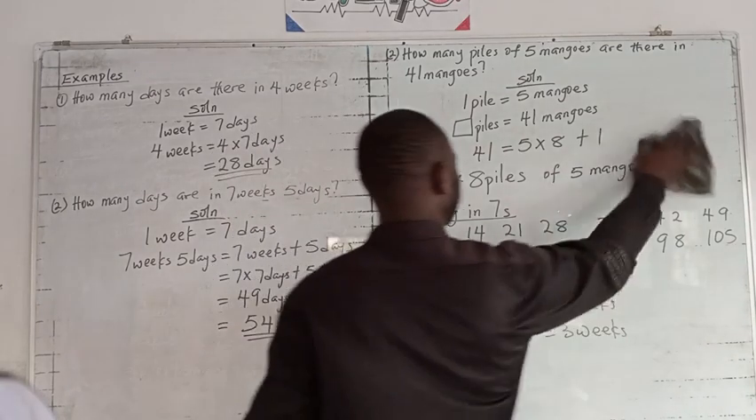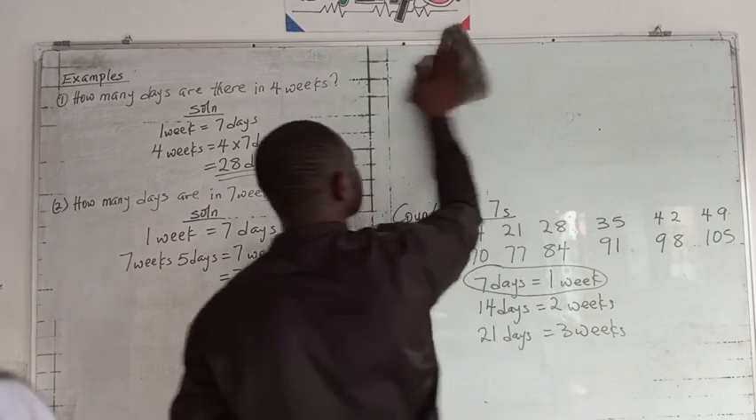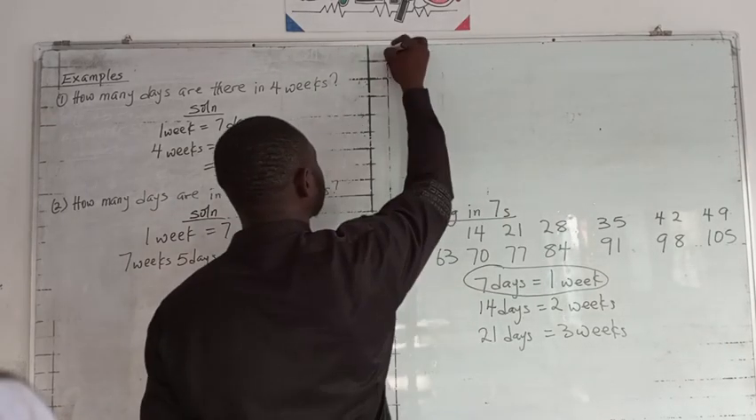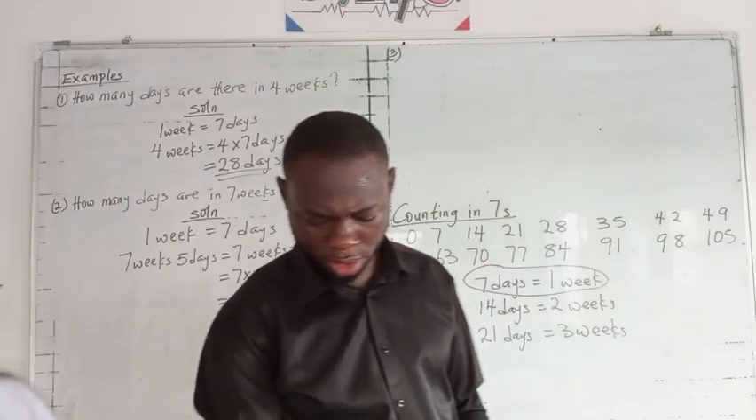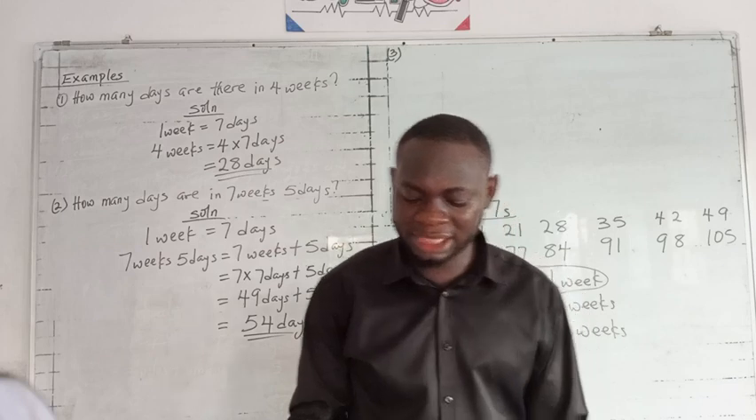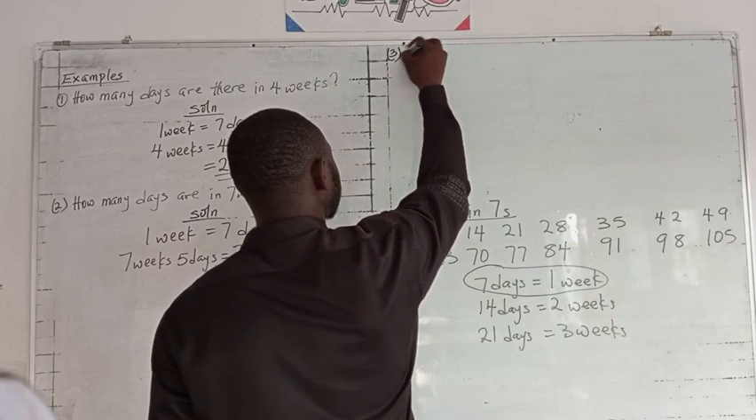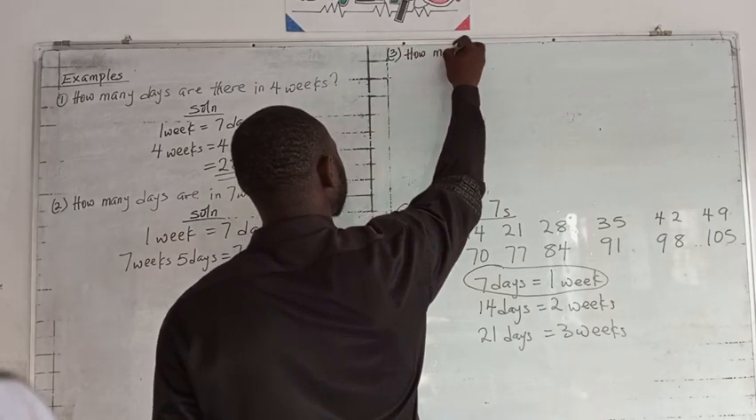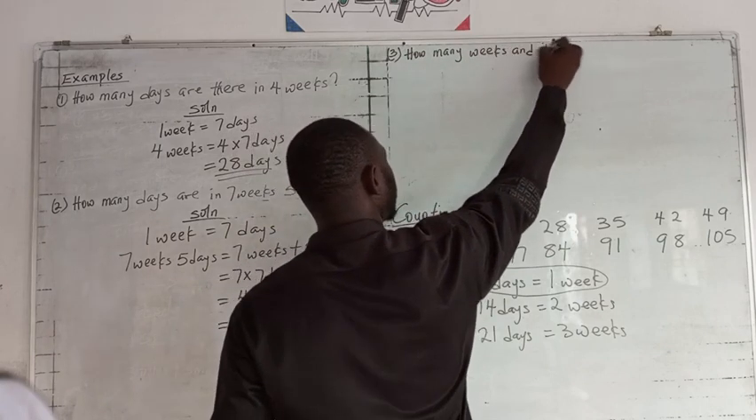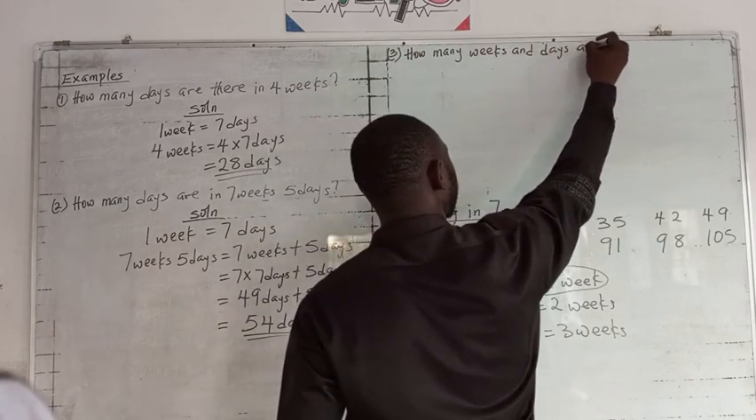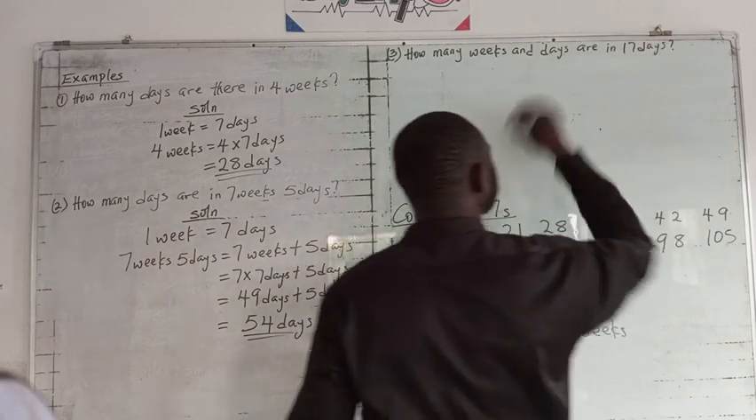Let's consider this final example. Example number 3. Let's say, how many weeks and days are in 17 days? The question says, how many weeks and days are in 17 days? Solution.